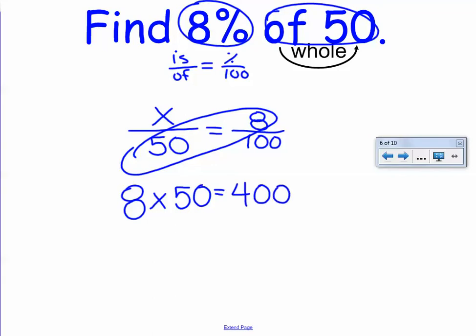Okay, what do I do next? I divide by my last number that I haven't used yet. So when I do 400 divided by 100, I get an answer of 4. So 8% of 50 would be the number 4.